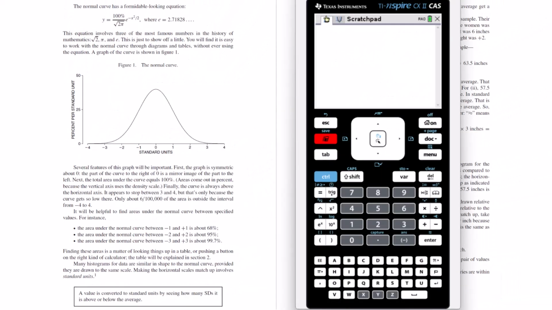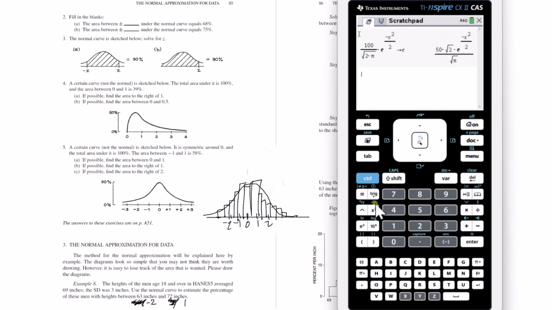In the last 2 videos, I go into detail on exactly how we do this, but let's put this formula for the normal curve into our graphing calculator. Store it as equation E. Now we do a direct integral of equation E with respect to x along the interval minus 2 to 1.